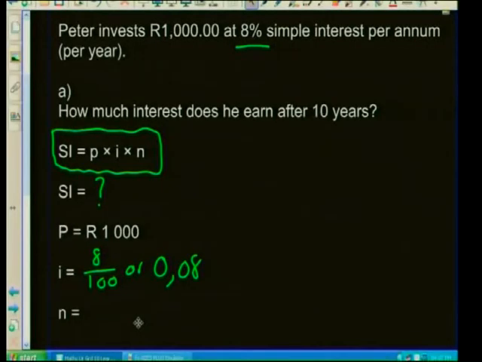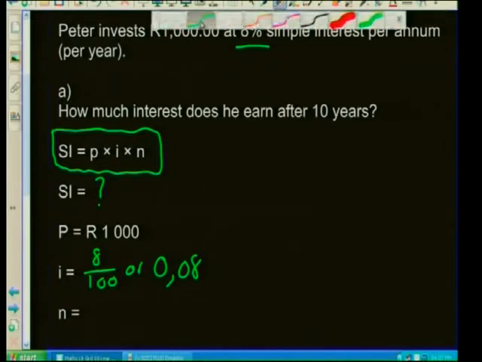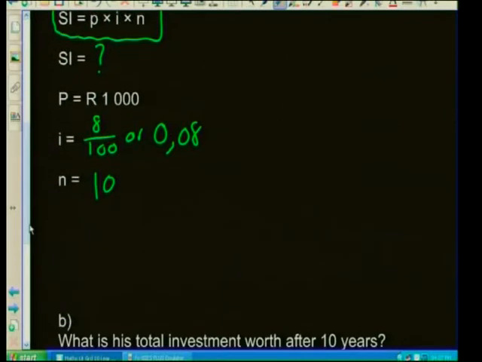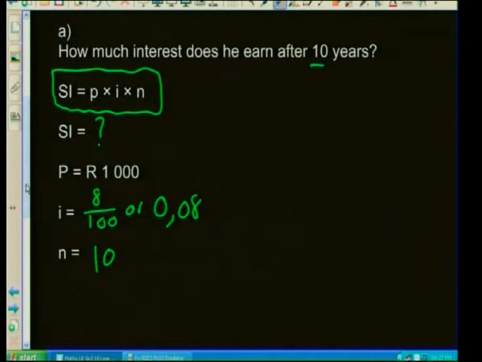Now, N. What does the N mean? The N means the number of years. And the question says, how much interest does he earn after 10 years? So that's what we're looking at. So my N is 10. All right, so having said that, let's do the calculation.